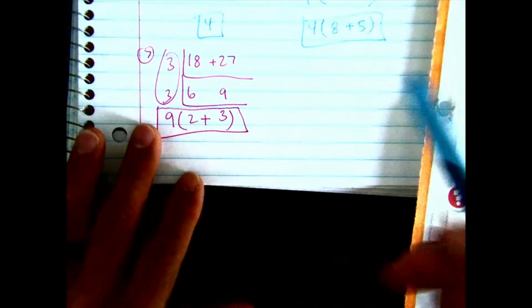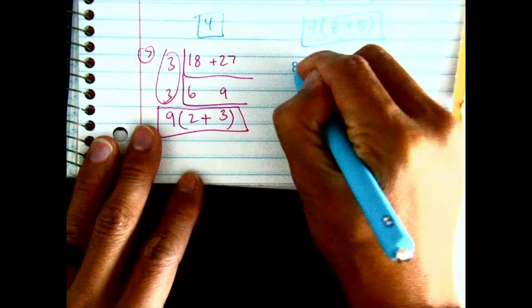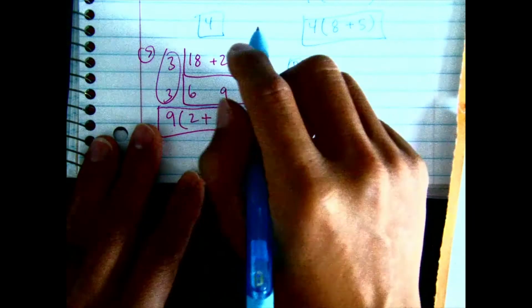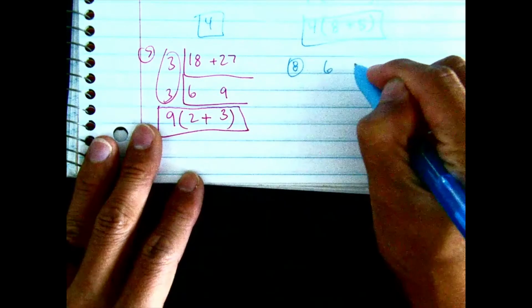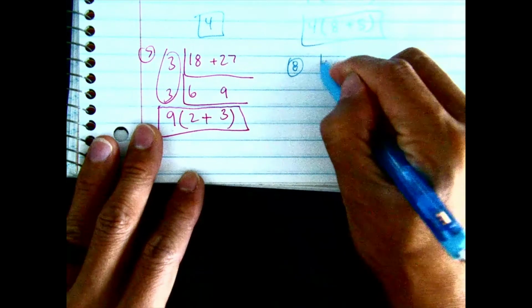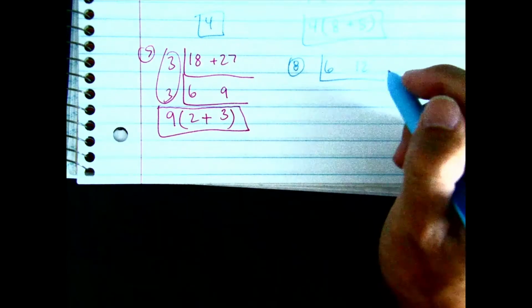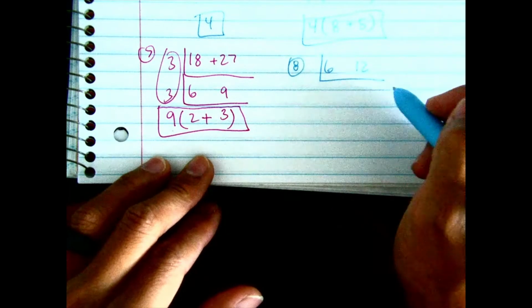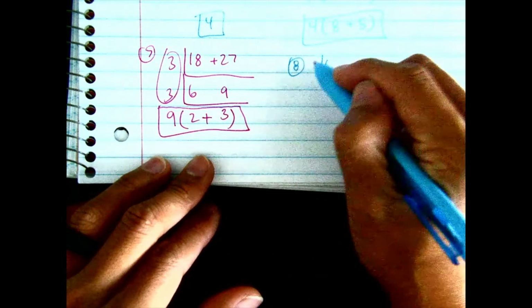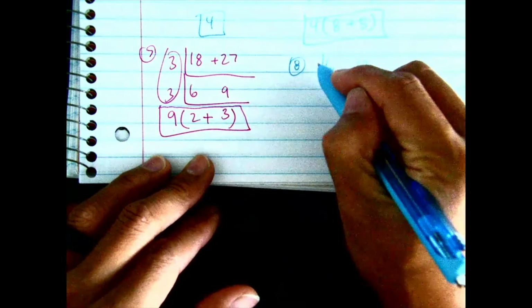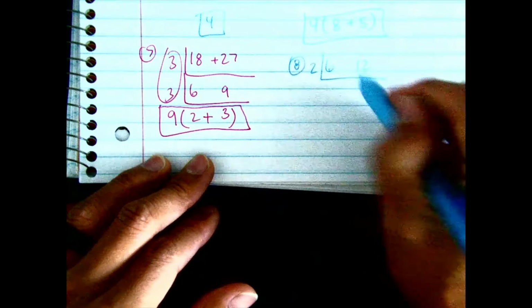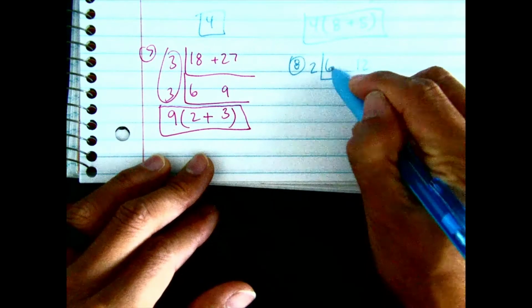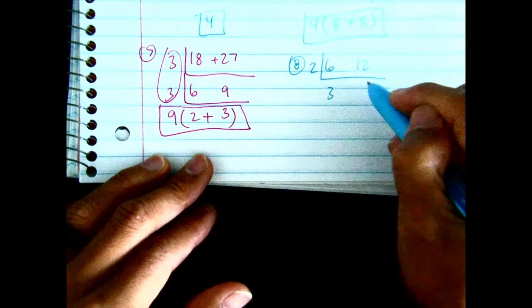I already know this one off the top of my head, but let's go through the process. Number 8, we want the LCM of 6 and 12. So do the same thing, upside down division. What can you divide both 6 and 12 by? Well, you can divide them both by 6, but let's go ahead and do it the long way. Let's divide them both by 2. 6 divided by 2 is 3. 12 divided by 2 is 6.